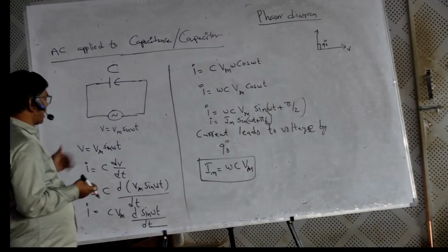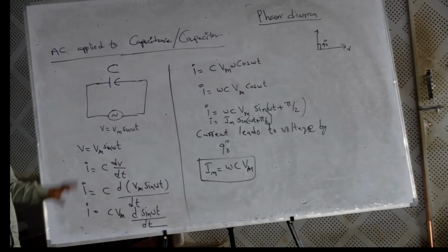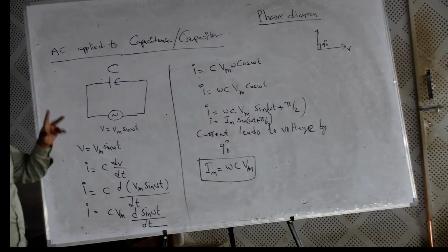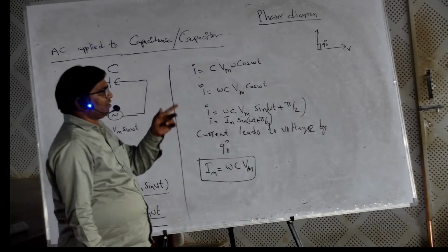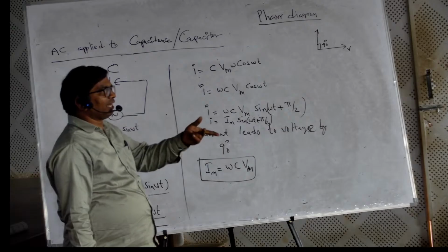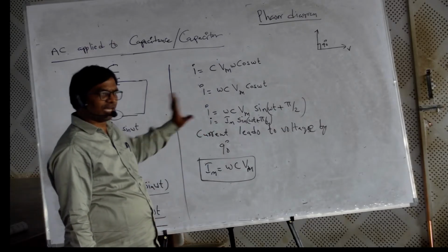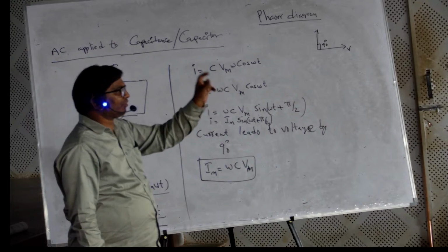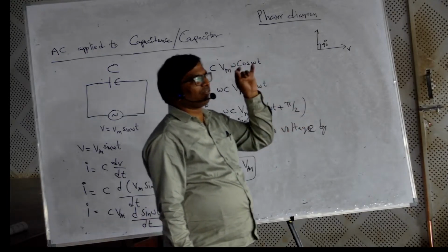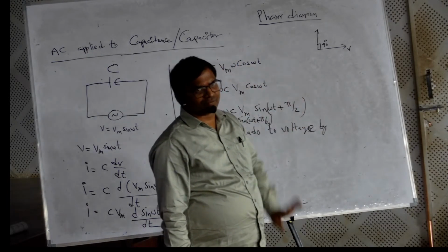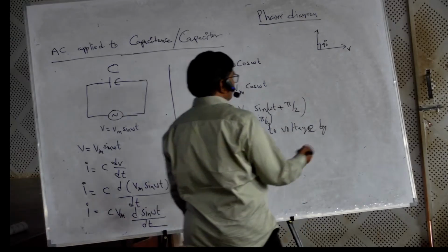Now, how can we draw the waveform? In the previous diagram, you simply replace voltage and current. Same diagram: in place of V, you write I, and in place of I, you write V.